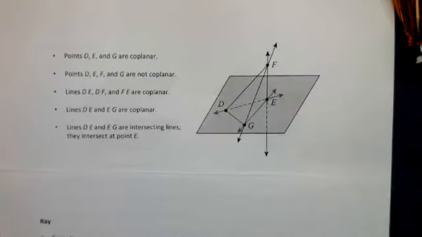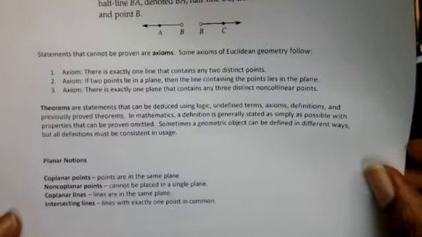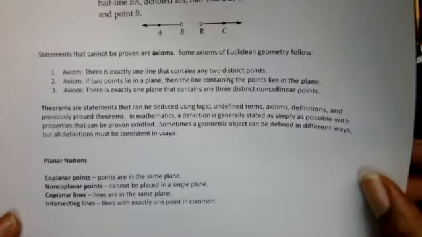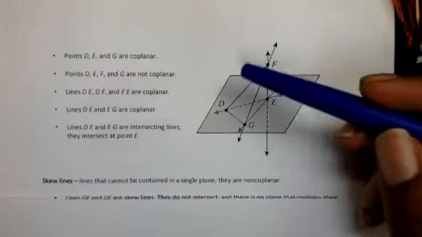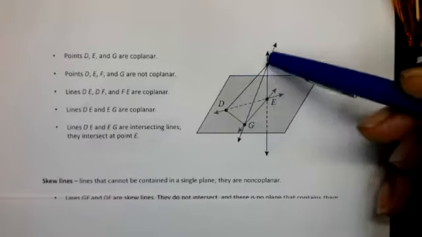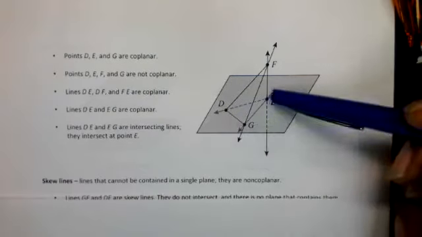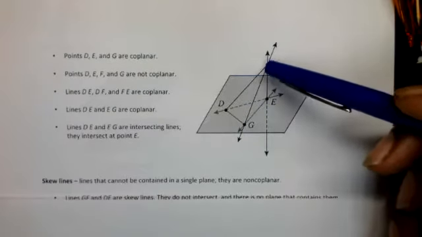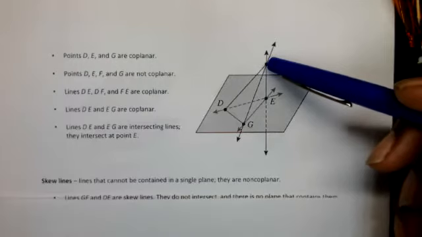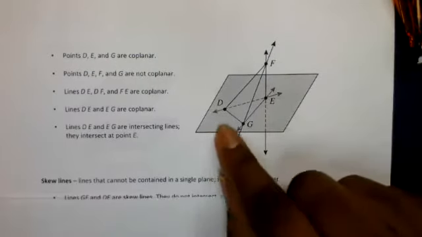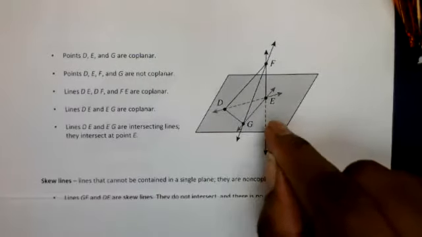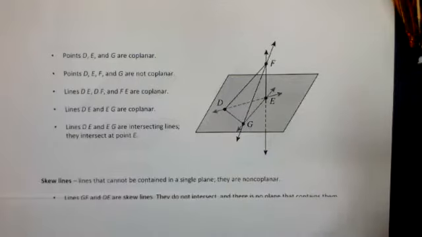However, we do have non-coplanar points. Those are points that cannot be placed in a single plane. So in this case here, D, E, F, and G are non-coplanar points. They're not coplanar, meaning that point F, as you can see here, is not in this plane right here that you see shaded.